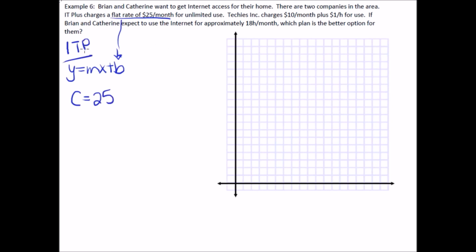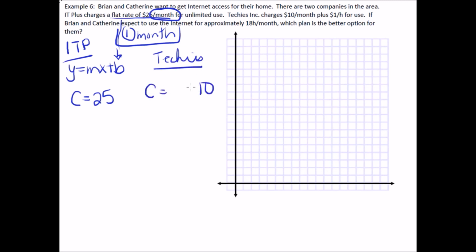In these questions, they get a little tricky because as soon as we see something like per month, we're thinking of putting an M there. But we're going to quote this as 1 month for the entire question. And Techies Inc. charges $10 a month, so that's their flat fee, plus $1 per hour for use. If Brian and Catherine expect to use the internet for approximately 18 hours per month, which plan is the better option?